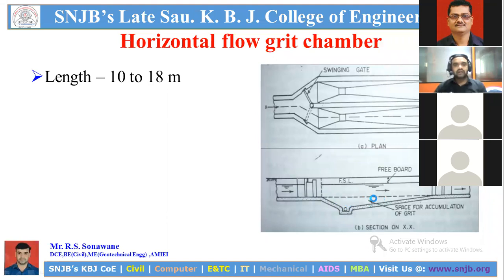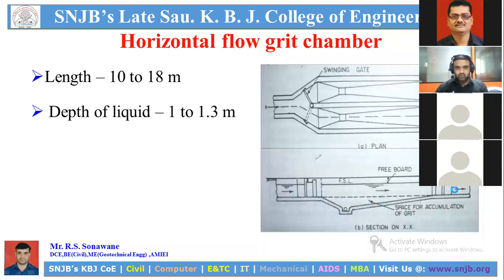So the length of the horizontal flow grit chamber should be 10 to 18 meter. Then the depth of liquid should be 1 to 1.3 meter, that means the depth of the liquid should be 1 to 1.3 meter.